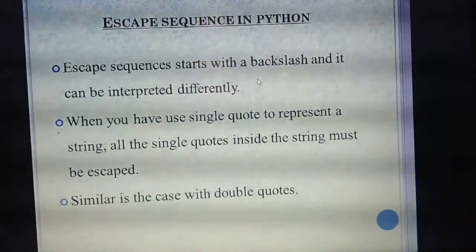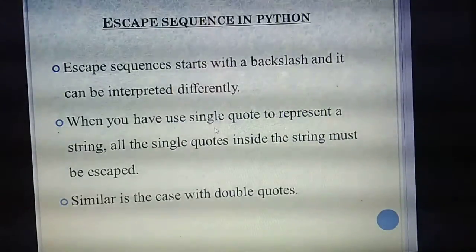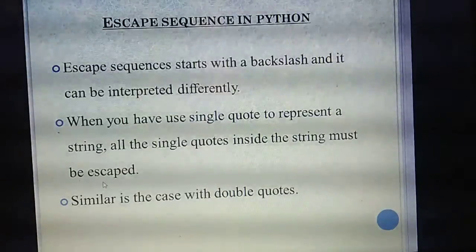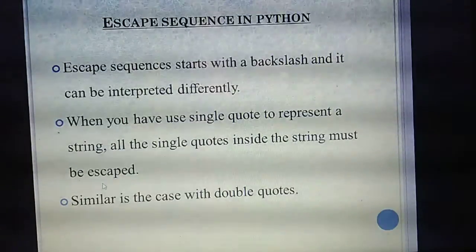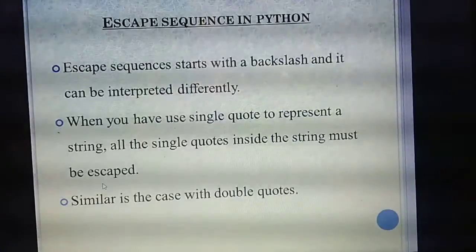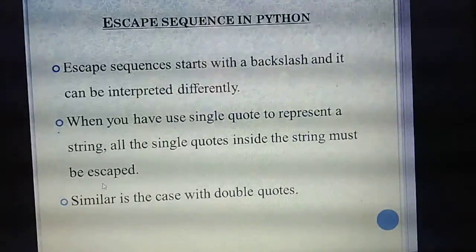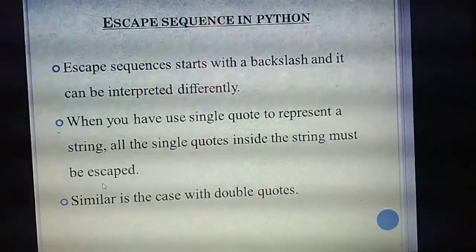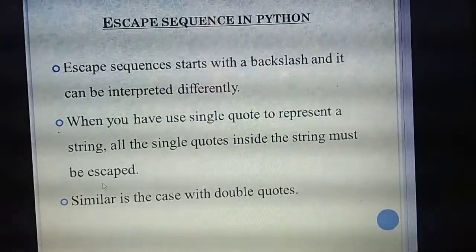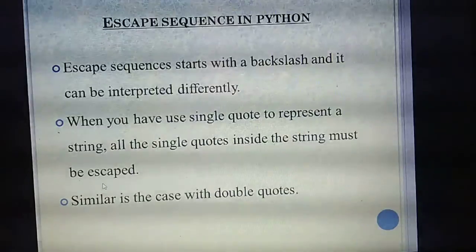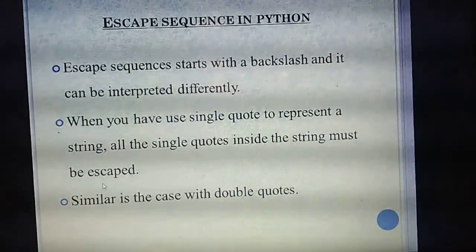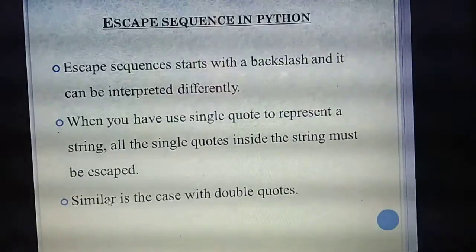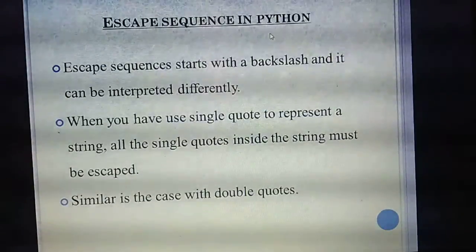That is what they have given: when you use a single quote to represent a string, all single quotes inside the string must be escaped. What's the meaning? If you give apostrophes inside single quotes, the entire sentence gets an error and you can't get the output. You need to give it in double quotes, but if you use this backslash symbol, you can give it in single quotes. Understand? These are all very important questions. Do you understand escape sequence?